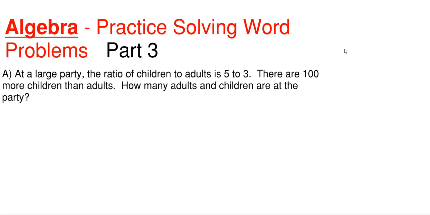So we have two problems to solve, and we're going to start with our first one here that says, at a large party, the ratio of children to adults is 5:3. There are 100 more children than adults. How many adults and children are at the party?